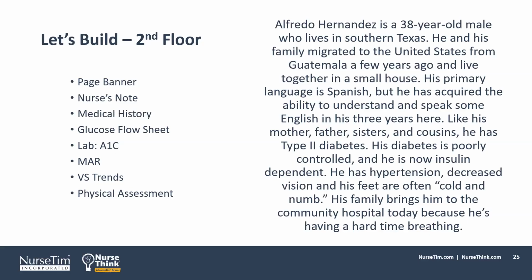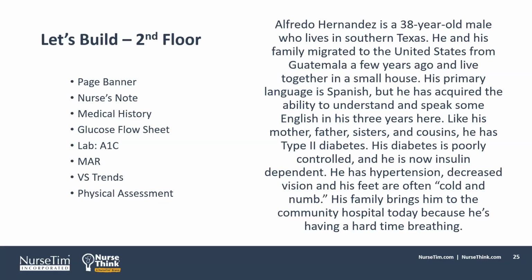Alfredo Hernandez, and this is directly from the case study, this is what they provide to us, says that Alfredo Hernandez is a 38-year-old male who lives in southern Texas. He and his family migrated to the United States from Guatemala a few years ago and live together in a small house. His primary language is Spanish, but he has acquired the ability to understand and speak some English in his 3 years here. Like his mother, father, sisters, and cousins, he has type 2 diabetes. His diabetes is poorly controlled, and he is now insulin dependent. He has hypertension, decreased vision, and his feet are often cold and numb. His family brings him to the community hospital today because he's having a hard time breathing.